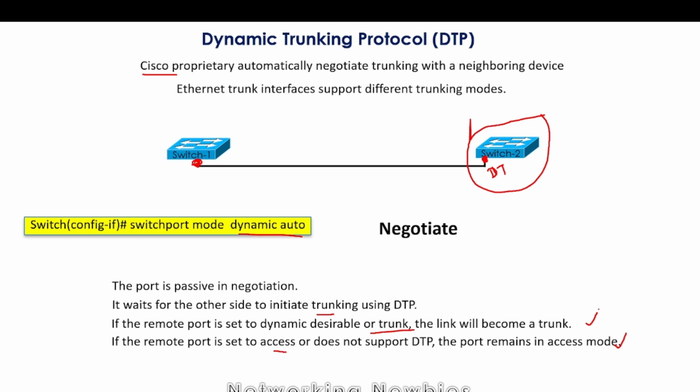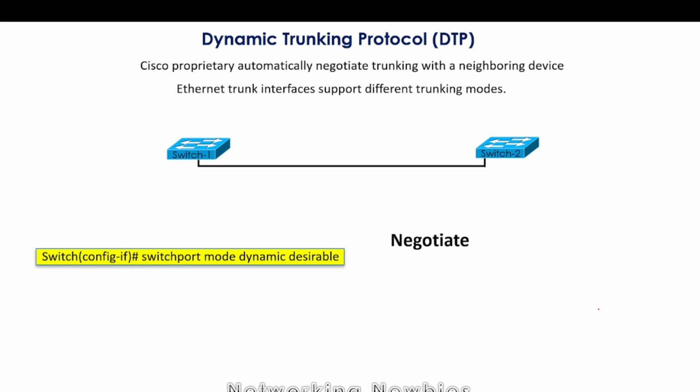Now we have dynamic desirable mode. For example, on this port of the switch we use this command, switchport mode dynamic desirable. In this case, this port will actively try to negotiate trunking.